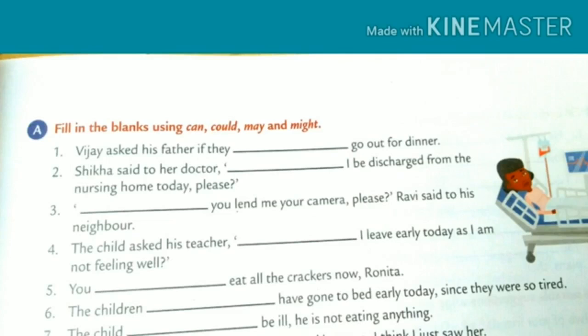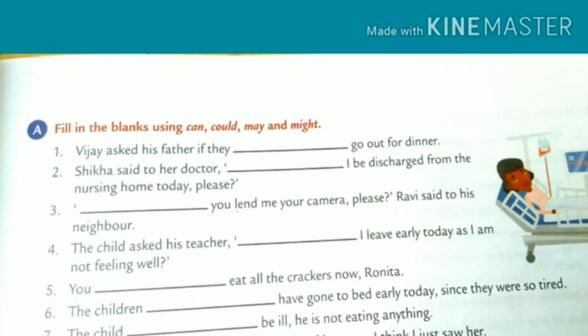Why did we use might? Because they have a slight chance of possibility. So we used might. He is asking whether there is a slight chance to go out for dinner. Second sentence. Shika said to her doctor, dash I be discharged from the nursing home today, please? Answer is can. Shika said to her doctor, can I be discharged from the nursing home today, please? Why did we use can here?